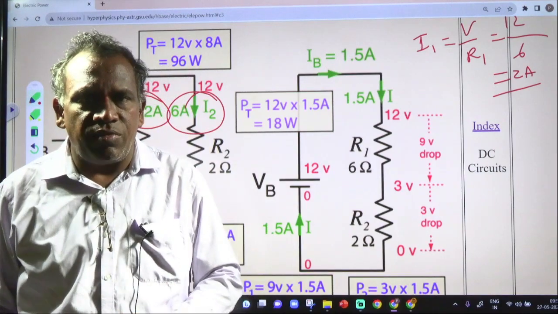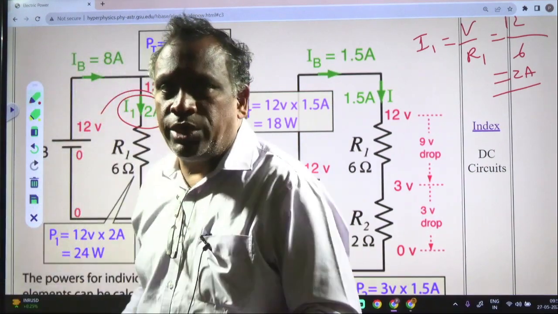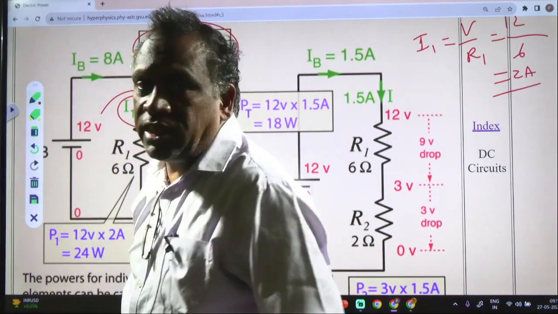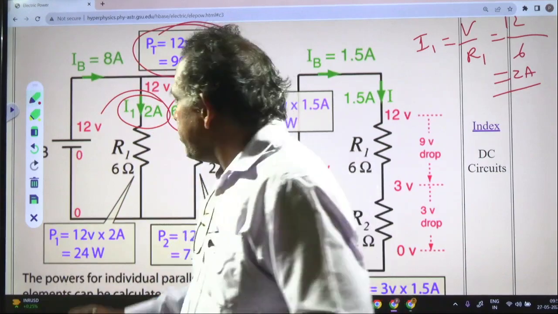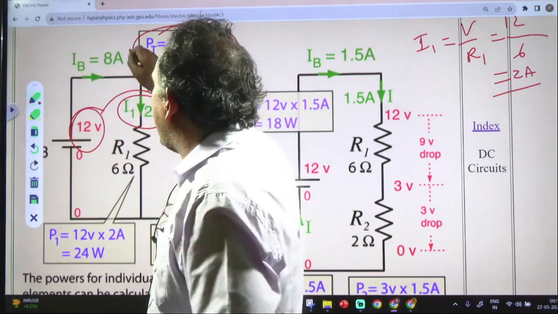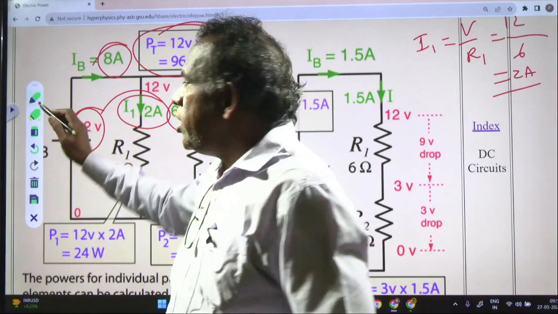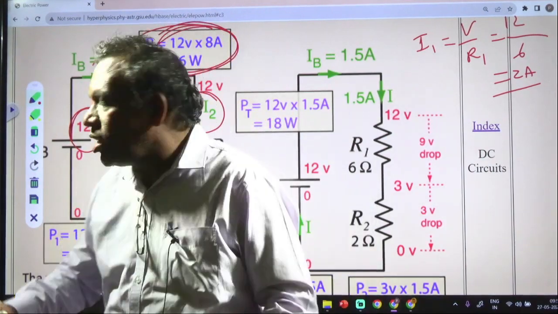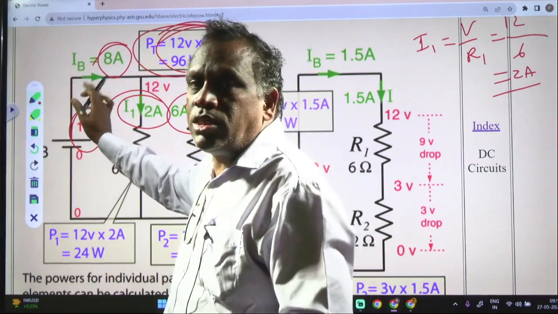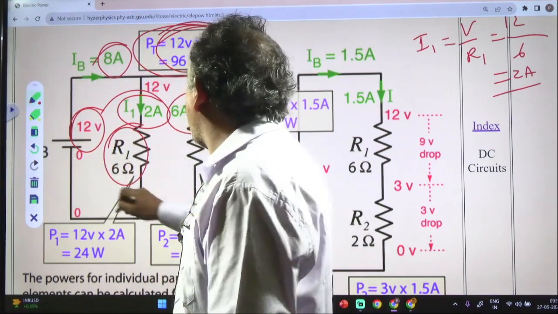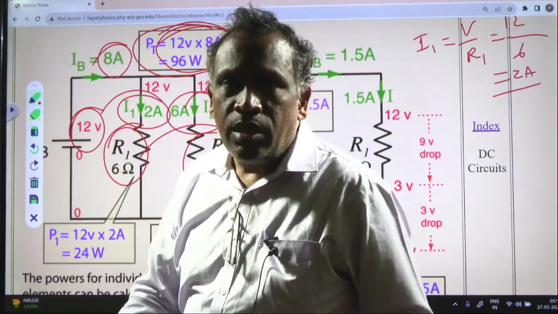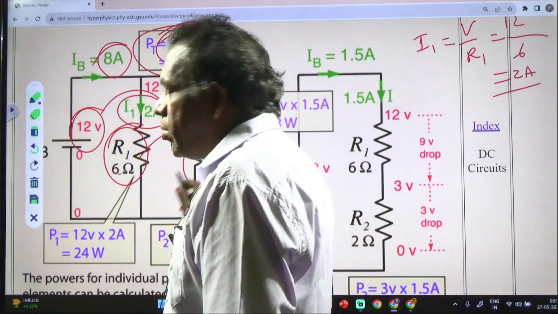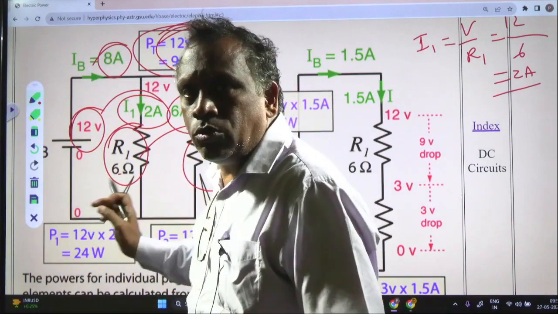After getting the current values, how is power distributed? So power is nothing but the power from the battery. How much is it? Power is nothing but voltage into current. Voltage is 12 volts, current is 8 amperes. So 12 into 8, that is 96 watts. See, 96 watts is coming. In this 96 watts, how much is R1 sharing and how much is R2 sharing? To find that out, 96 is divided into two parts.